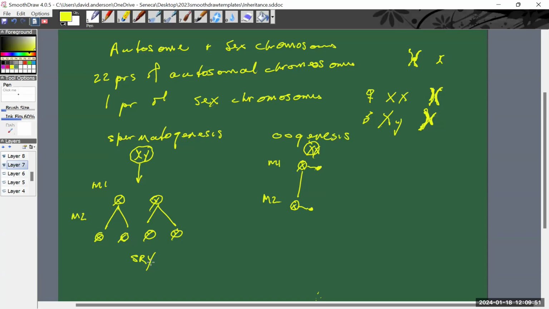So that's how we determine the sex of the offspring based on the absence or presence specifically of the SRY gene found on the Y chromosome, which is going to be produced or introduced or offered by the male reproductive system.